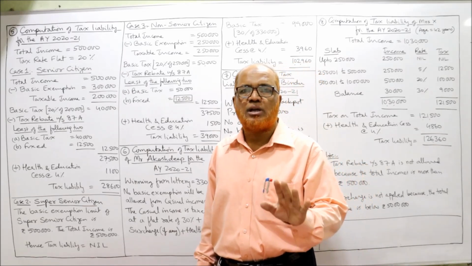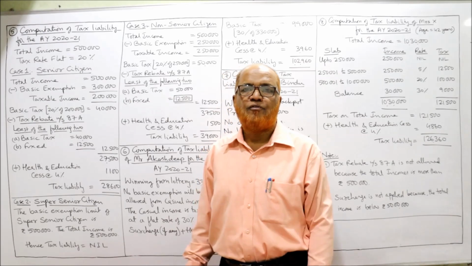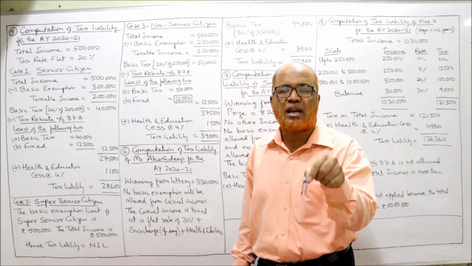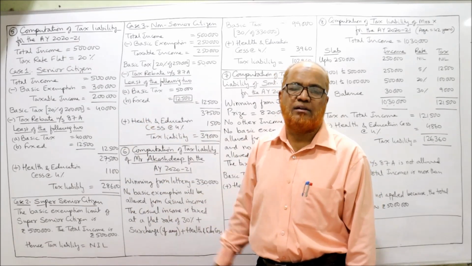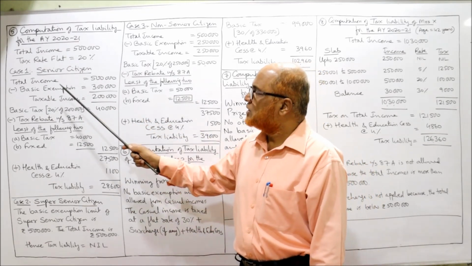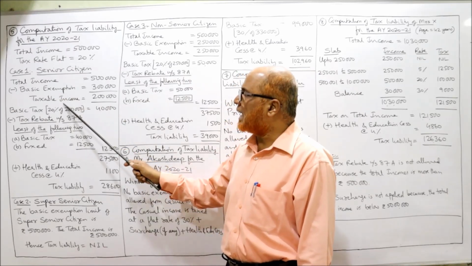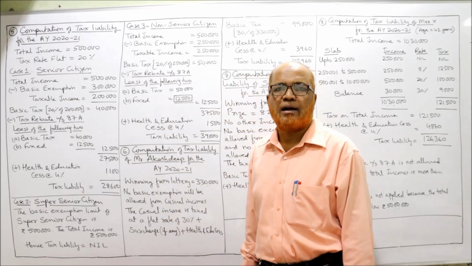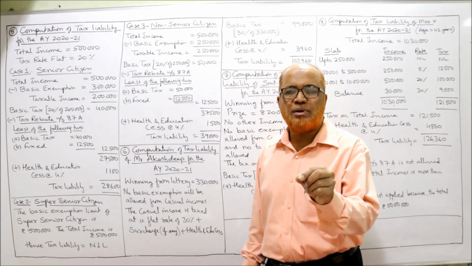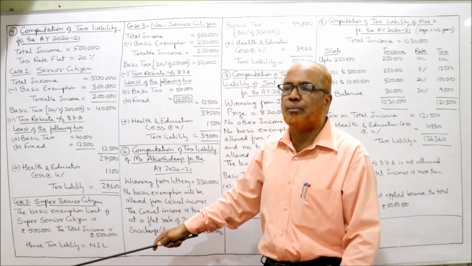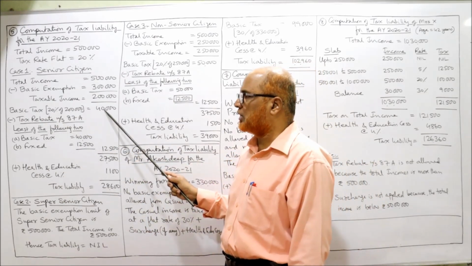The basic exemption limit is 3 lakh. For a senior citizen, the basic exemption limit for the current assessment year 2021 is rupees 3 lakh. So total income 5 lakh less basic exemption 3 lakh, taxable income is 2 lakh. On this 2 lakh rupees taxable income, the basic tax rate is a flat rate of 20% given in the problem. So 20% of 2 lakh, 40,000.